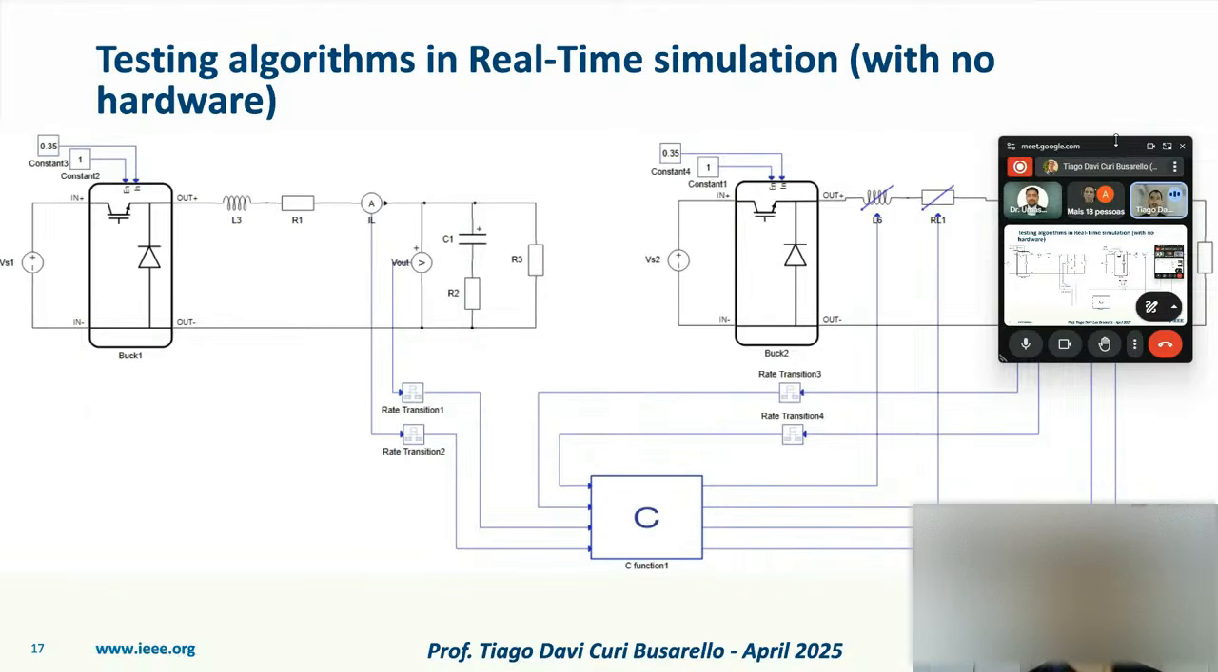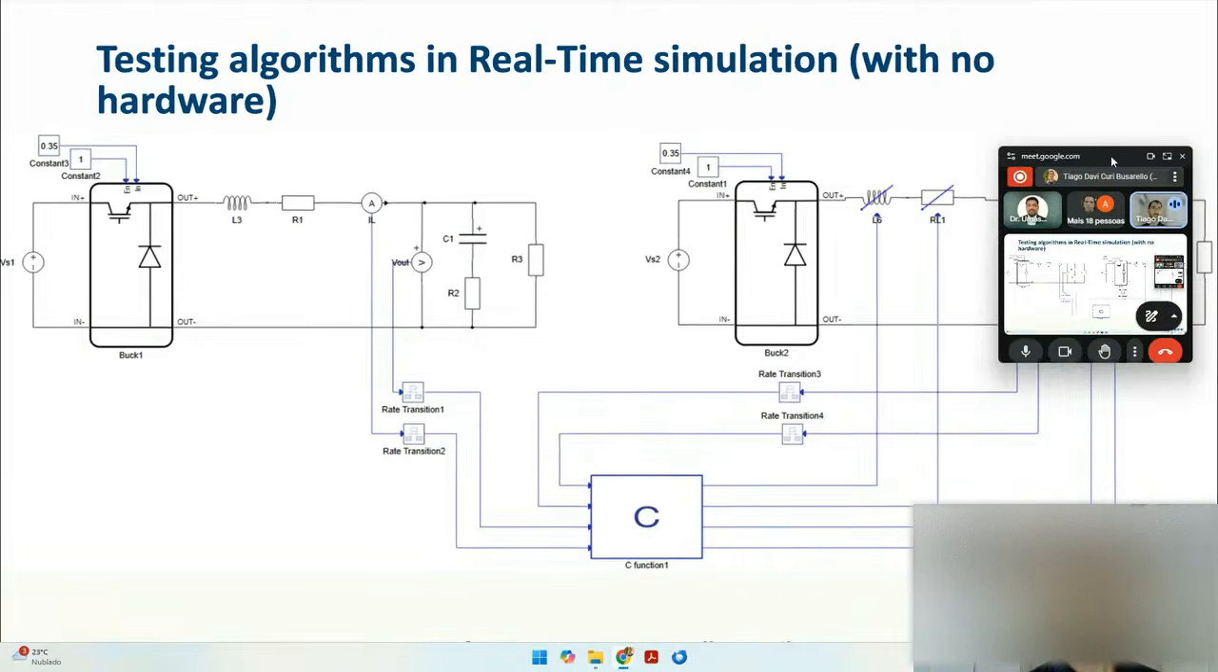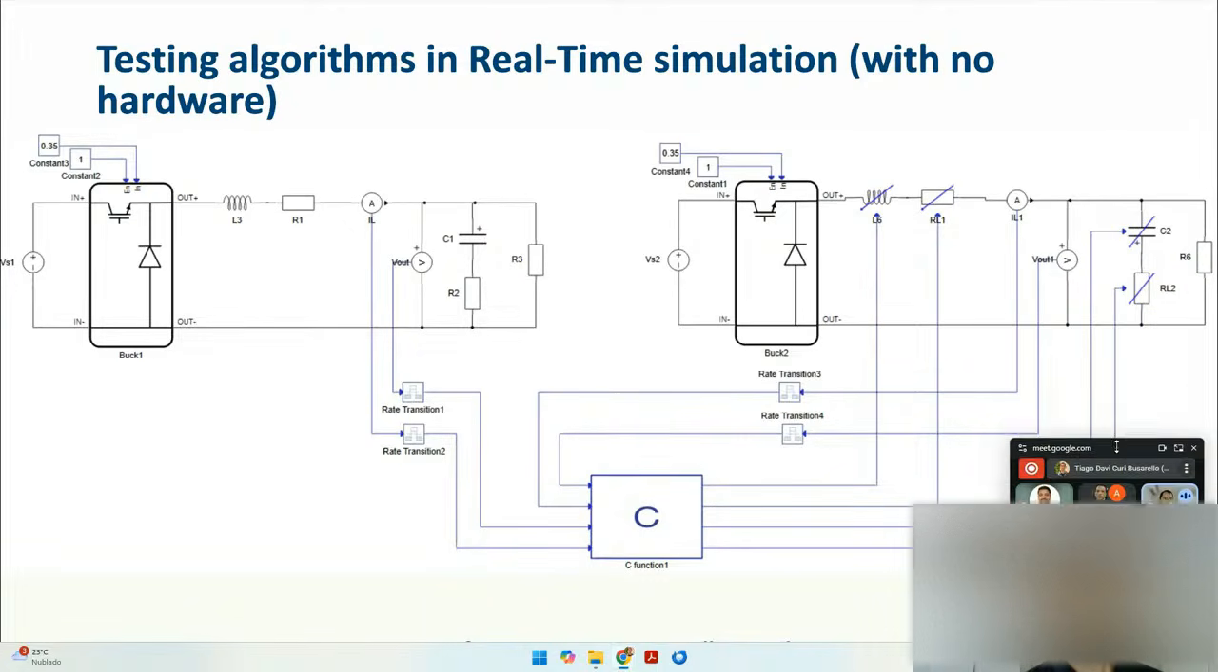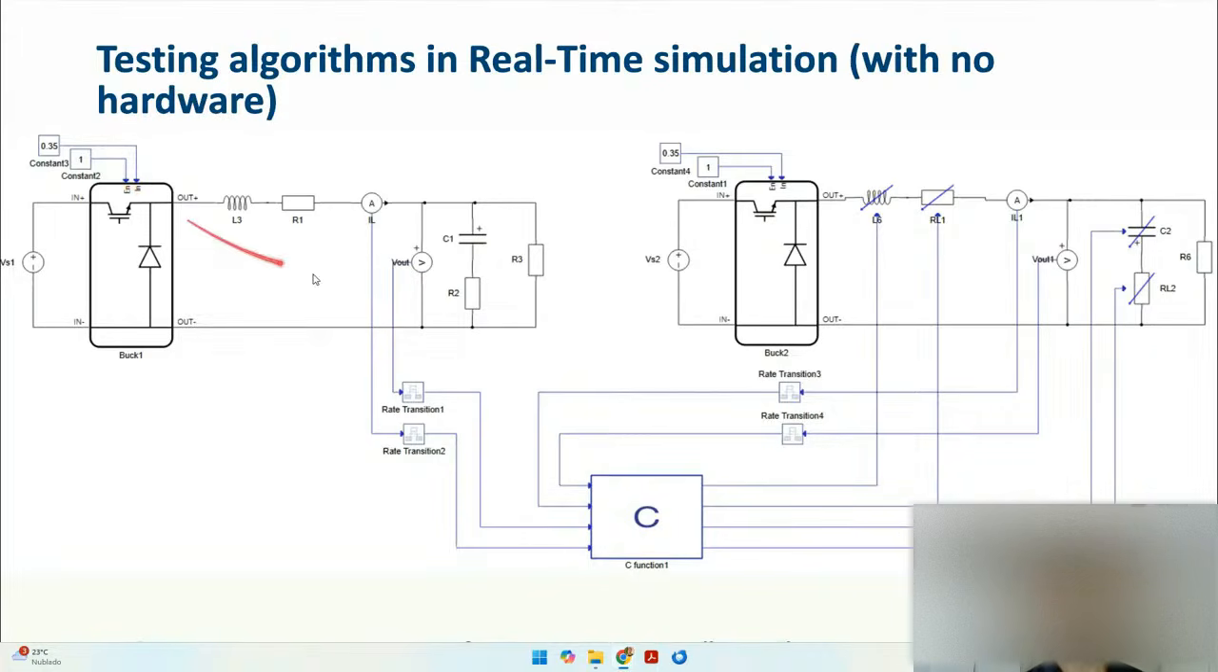Now, testing the algorithm in real-time simulation with no hardware. If you are interested in running a few algorithms, you can use, for instance, the Typhoon HIL Control Center software to do that. On the left you have a buck converter with fixed values: fixed inductance, fixed resistance, everything fixed. On the right, you have the same buck converter, but with variable components: a variable inductance, a variable resistance, a variable capacitor, and another variable resistance.